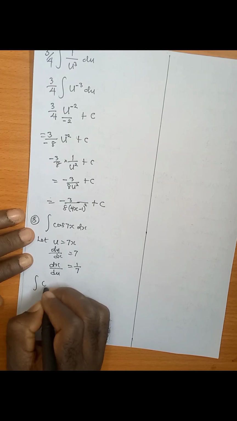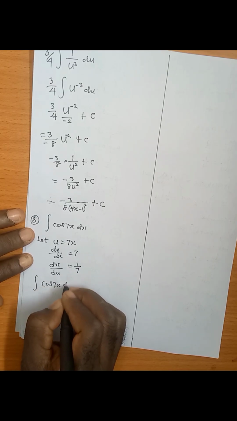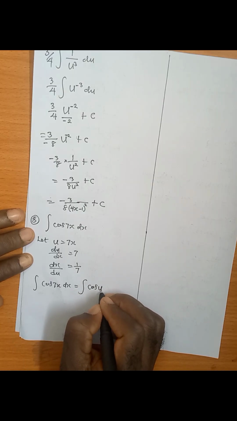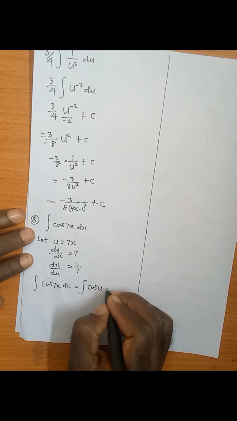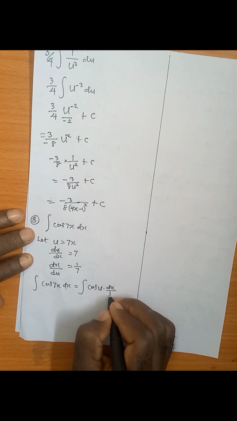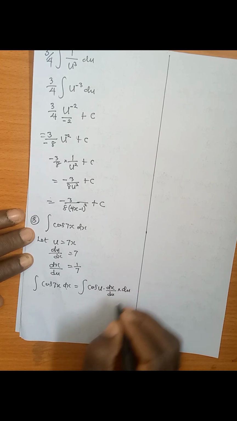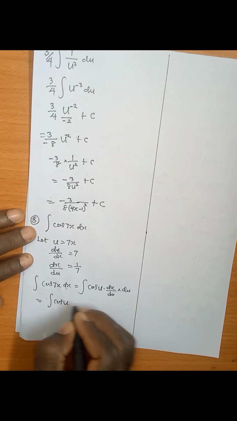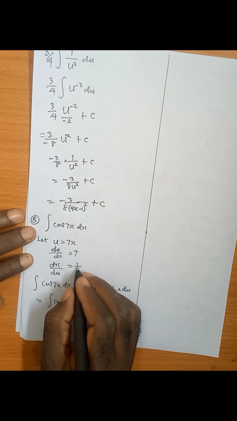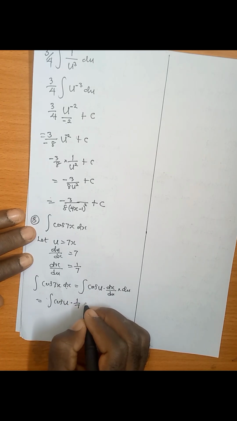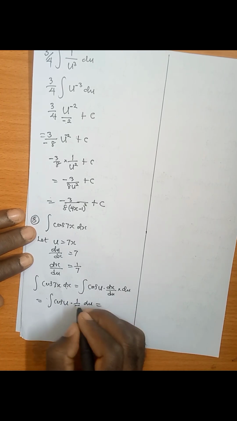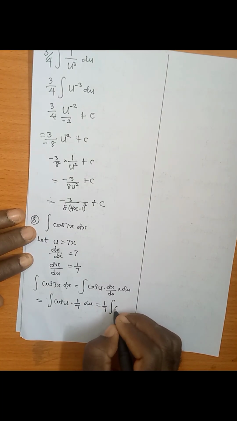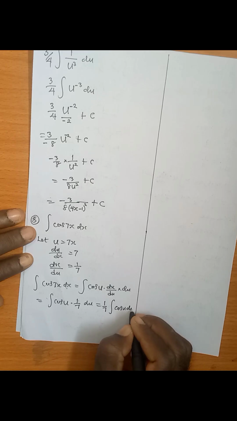Then the integral cos 7x dx will become cos u, since 7x is u, then the dx can be written as dx over du times du. Then this will be equal to integral of cos u. The dx over du is 1 over 7 du. Then 1 over 7 is a constant value, then we'll bring it out. Integral of cos u du.